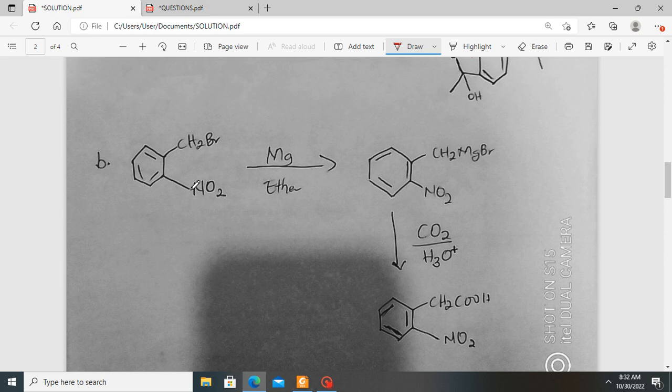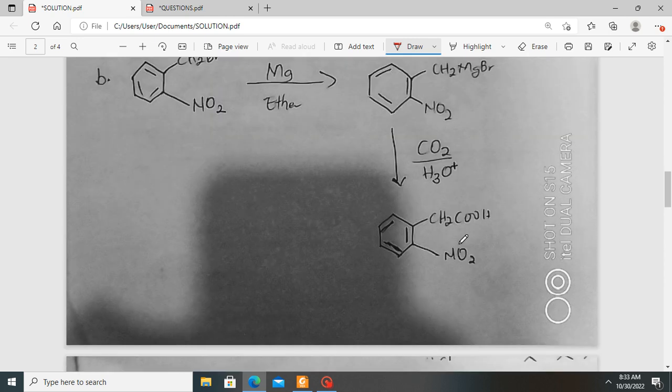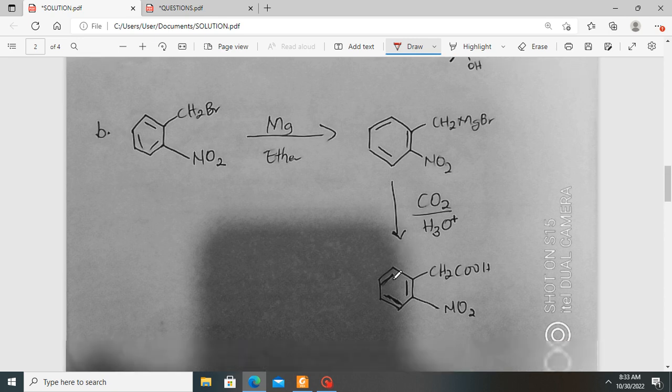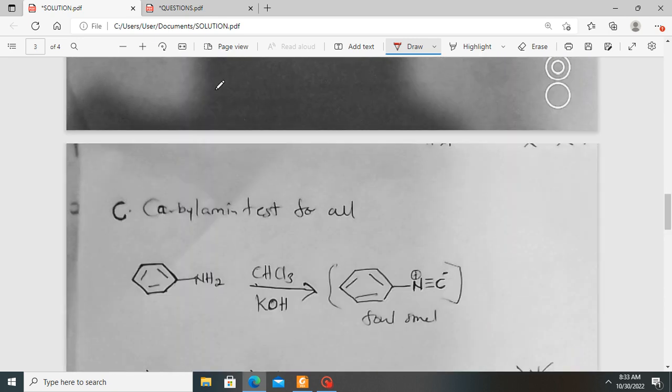Or you can also go this way. You can add sodium cyanide to this compound to replace the halide here with CN. Then you add just acid, H3O+, that is hydrolysis, to get the final product. So two methods: either through addition of magnesium in ether followed by carbonation, or you add sodium cyanide followed by hydrolysis; both give you the final product.